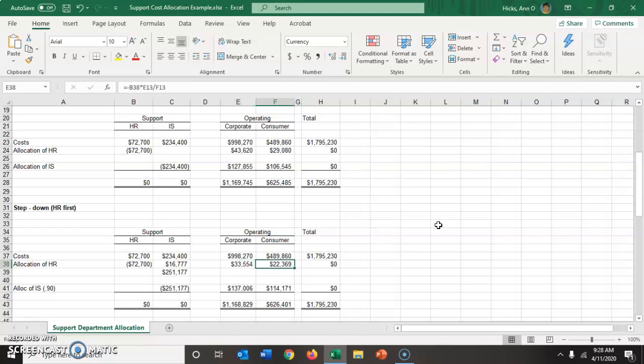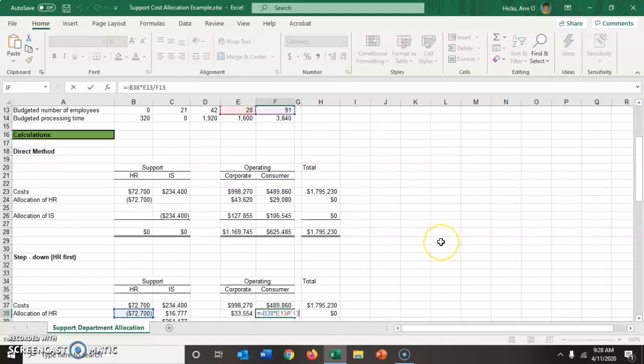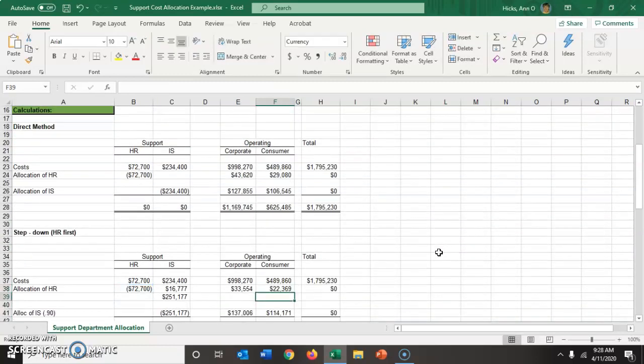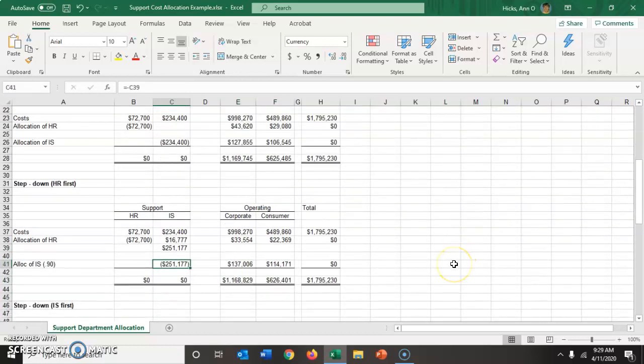And then consumer, same thing, numerator is 28. And we wind up with 22,369 allocated to consumer. Now we're going to allocate information systems to corporate and consumer, but notice the amount we're going to allocate now includes that 16,777 that was allocated to information systems from HR.